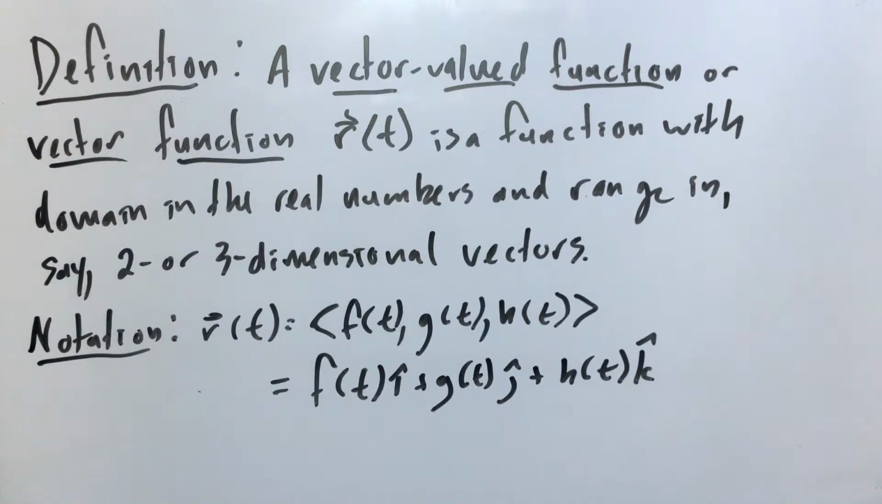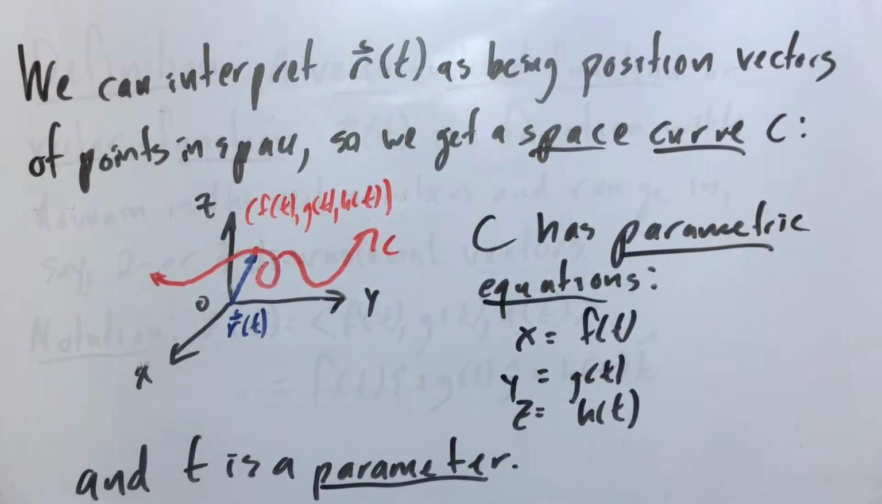That's it. And so luckily we're going to be able to use that to analyze r(t), because we already have our constructions in calculus for functions of one input and one output. We can also write it as f(t) i plus g(t) j plus h(t) k. Okay, so we can interpret r(t) as being position vectors of points in space. And so we get a space curve, C.